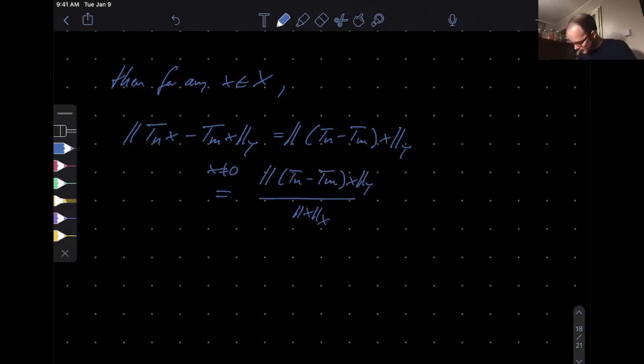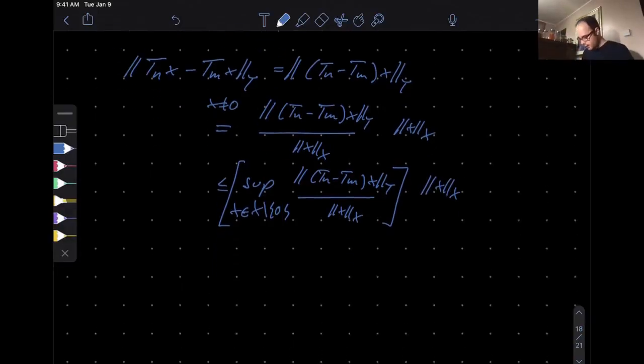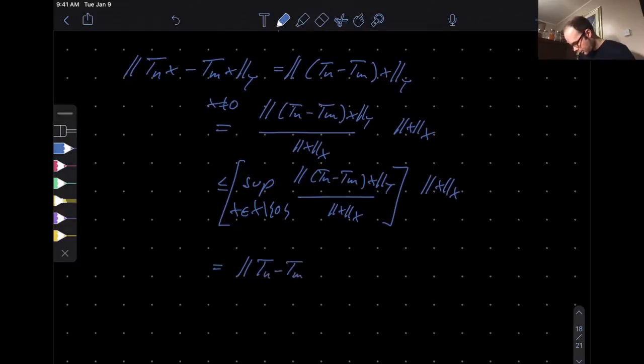So I divide by x and I multiply by x. Okay, so now that first ratio here, that you optimize. So you go supremum over x in X, x nonzero, and then the same ratio, Tn minus Tm applied to x in Y over the norm of x, and the supremum stops here because the other factor you don't touch. So you have this. Okay, but what you have now here in the closed brackets, well, that's exactly the operator norm of the difference, right?